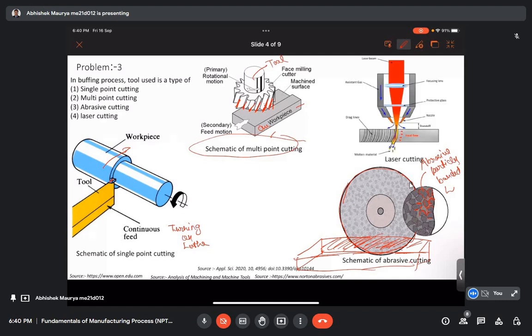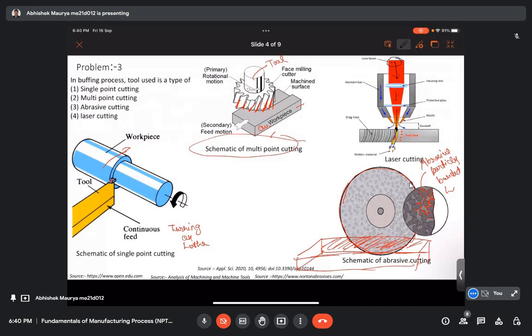So let's come to laser cutting. What is laser cutting? Basically, we have a beam of laser coming from the laser source, and we are concentrating the energy of the laser beam to a very small area. Because of this, the material of the workpiece which comes into contact with the laser beam gets melted, and we force away that melted material, and that's how the cutting process happens.